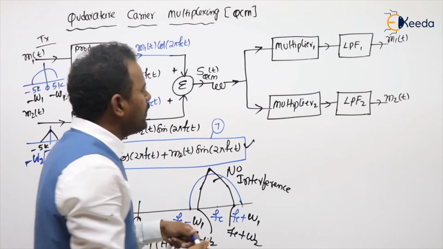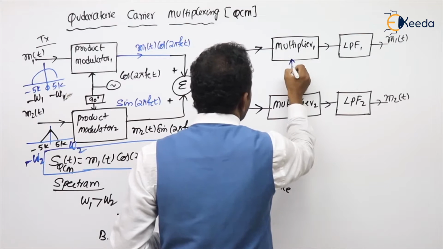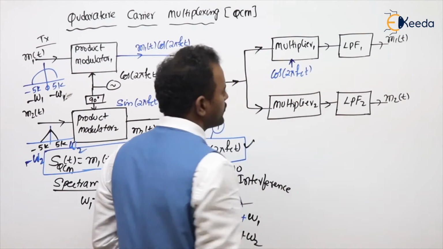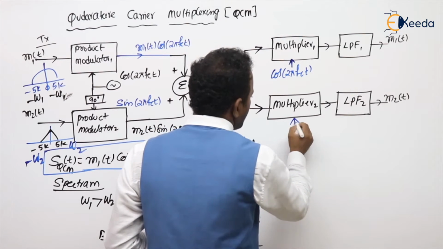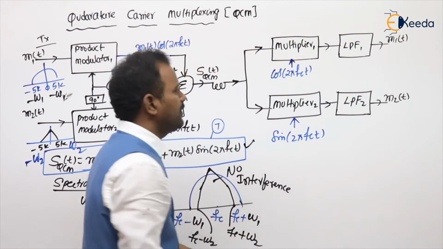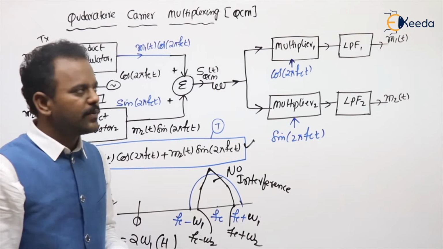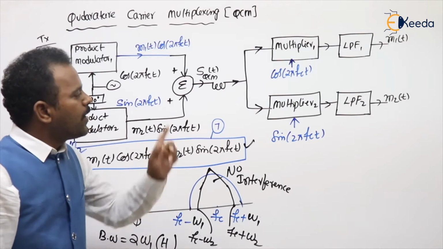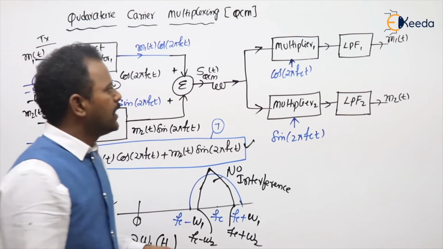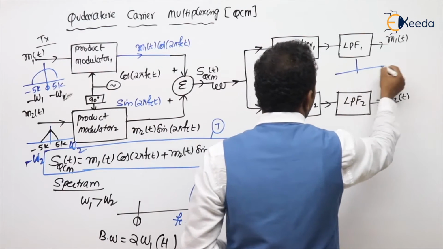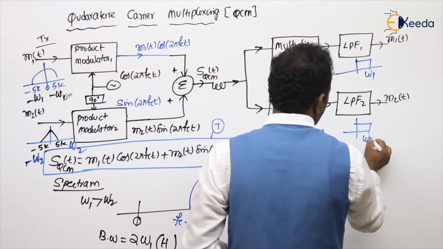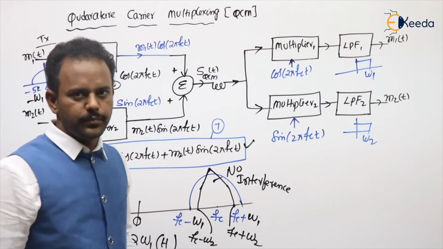For multiplier 1, what is the other input we are giving, sir? The other input is cos 2 pi FCT. For this one, we are making a 90-degree phase shift, so sin 2 pi FCT. I write it separately just for the clarity of the diagram. Now let's see what the multiplier 1 output is, what the low pass filter 1 output is, and what about this one. Anyhow, this low pass filter we are maintaining up to omega 1, and this low pass filter up to omega 2, according to them.